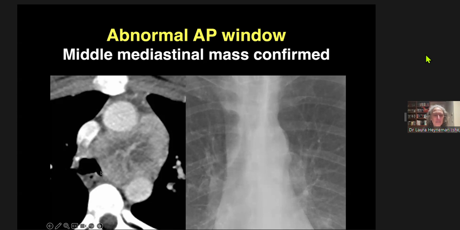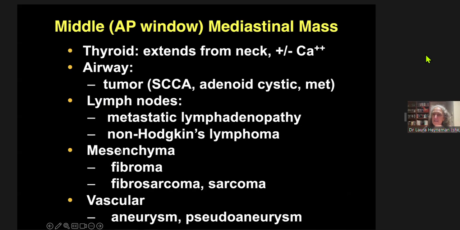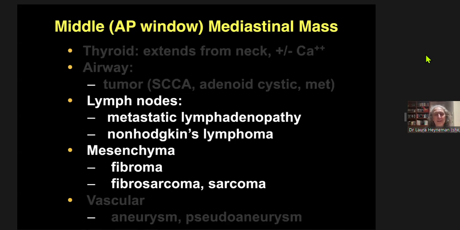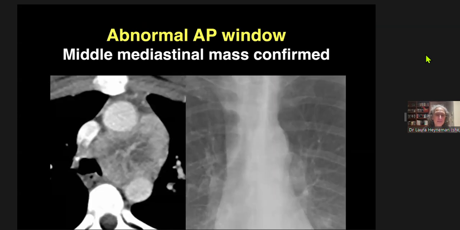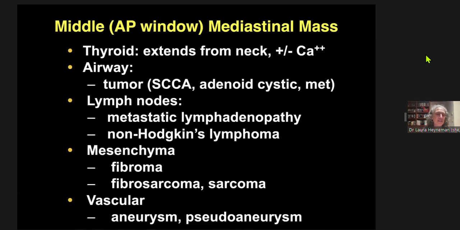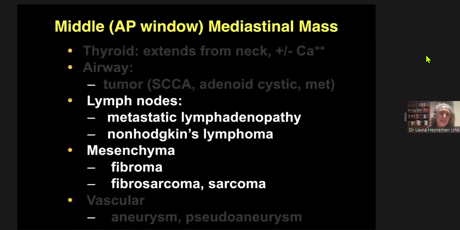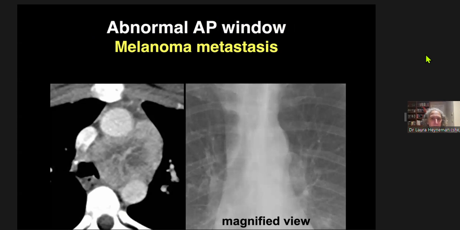We see some narrowing of the left mainstem bronchus here in this very heterogeneous, partially necrotic mediastinal mass. Again, we sort of go through and think about the different entities that this could be. In someone with a lesion that looks like this, with a history of melanoma, this is most concerning for a melanoma metastasis, which was indeed confirmed on transbronchial biopsy.